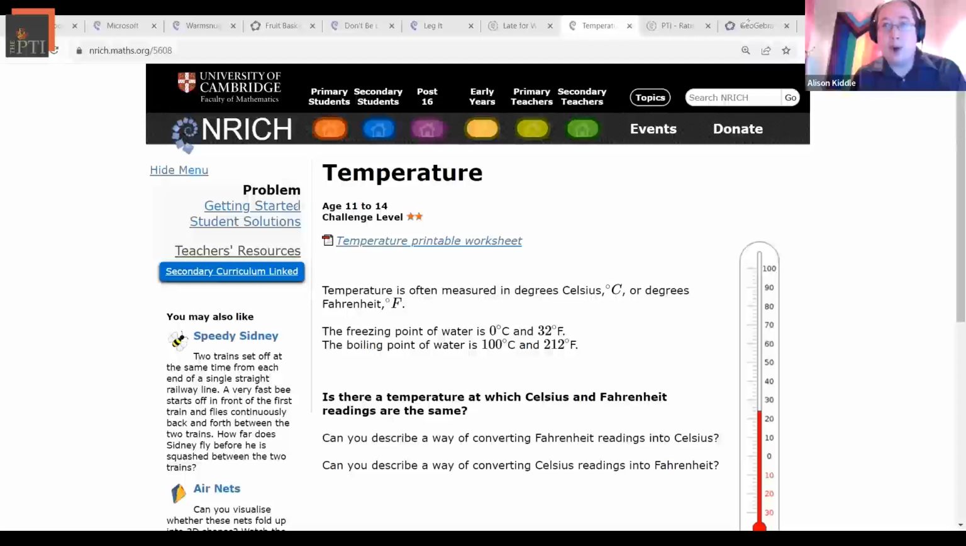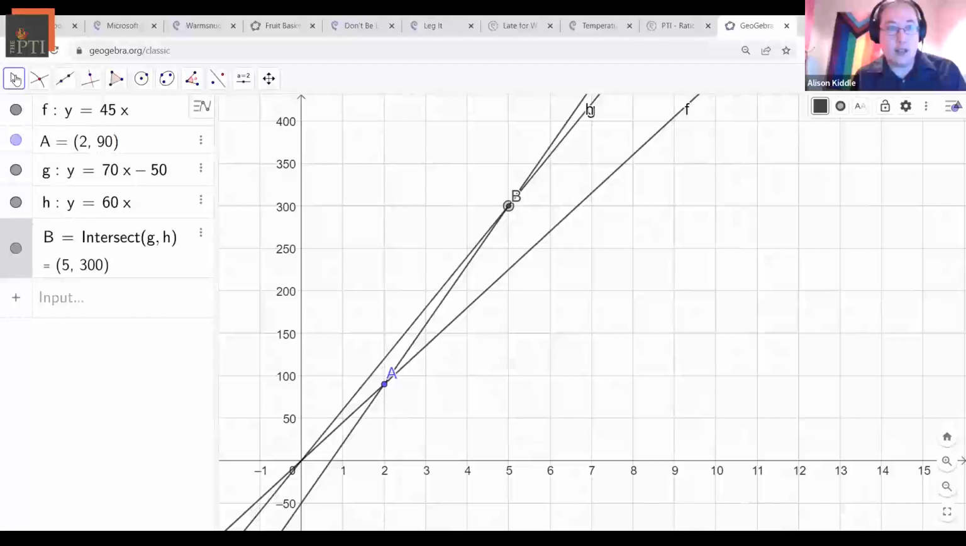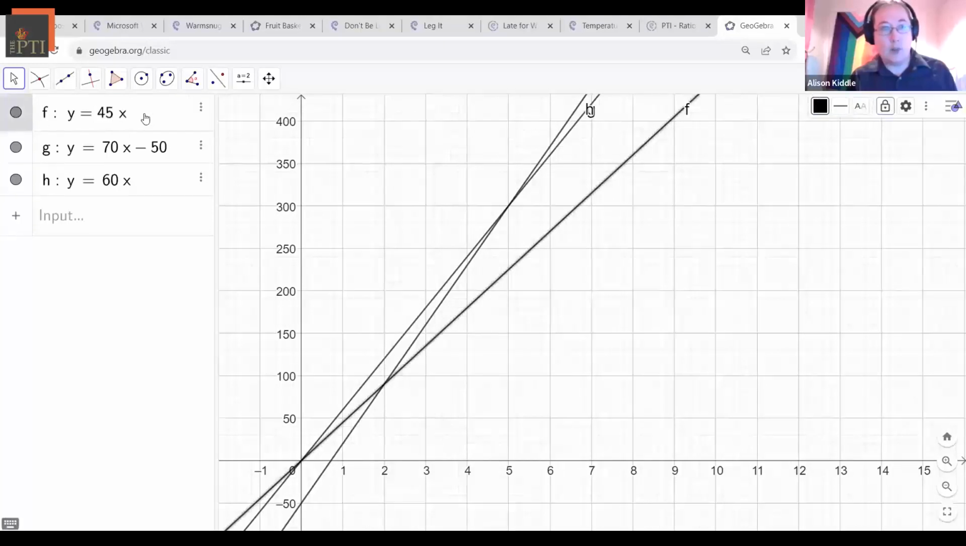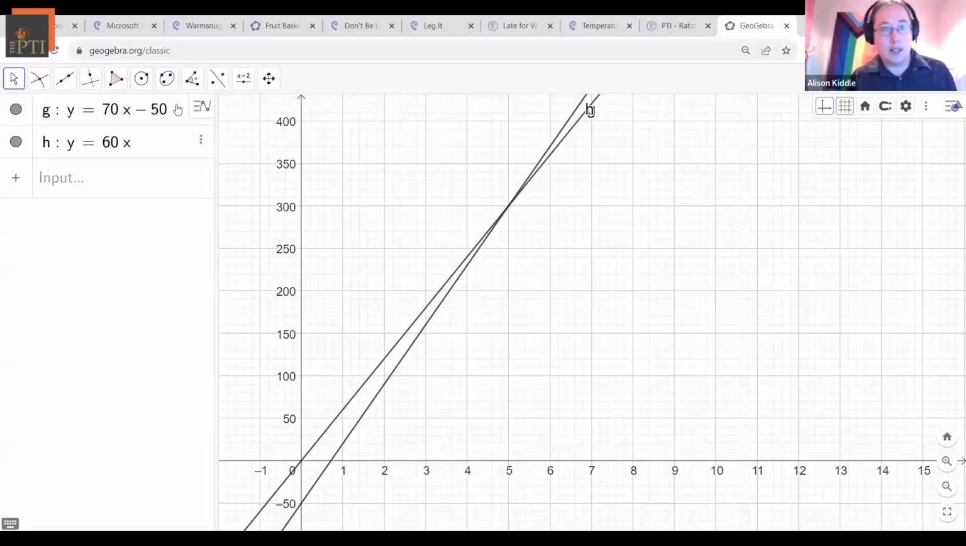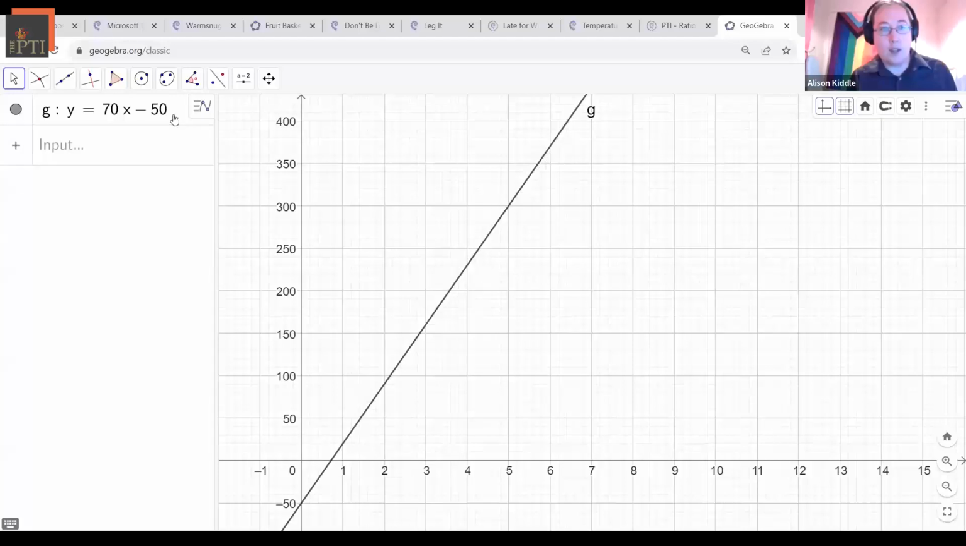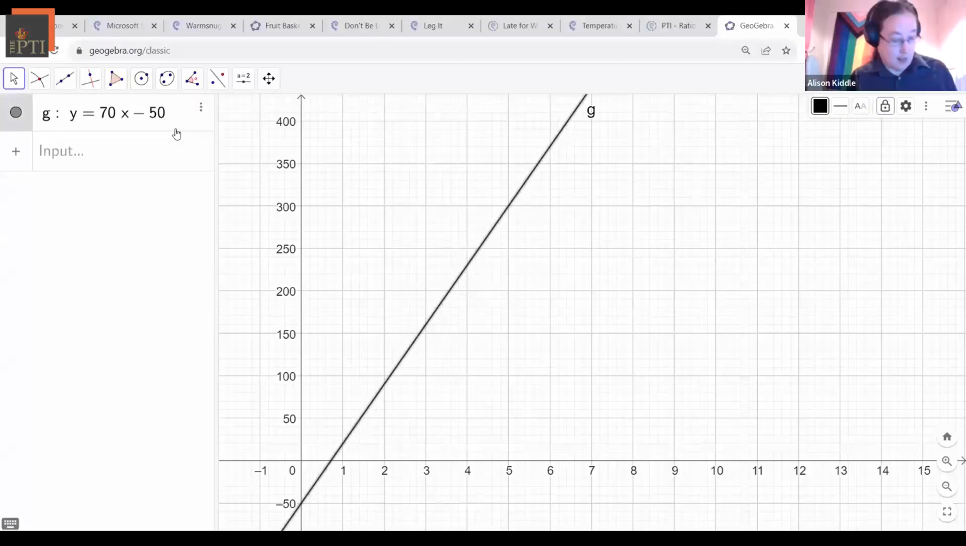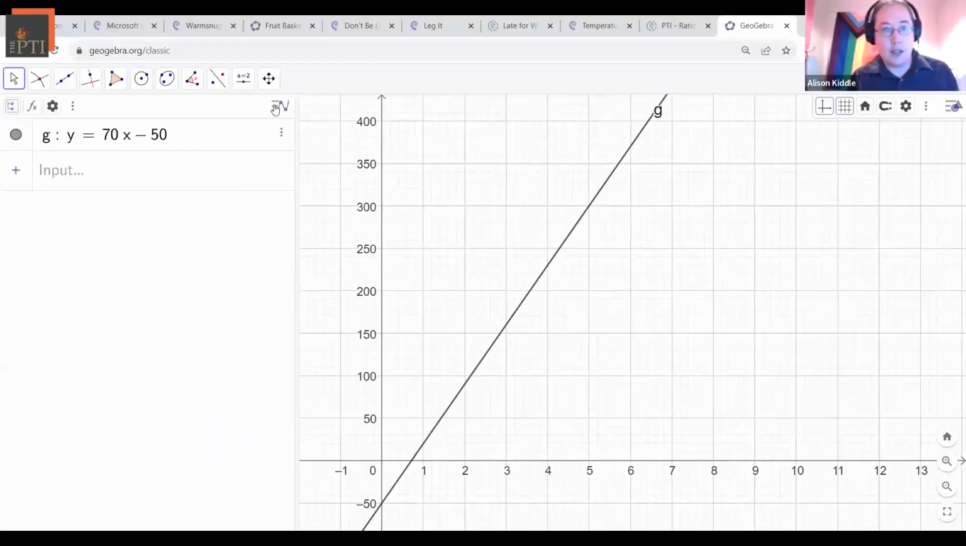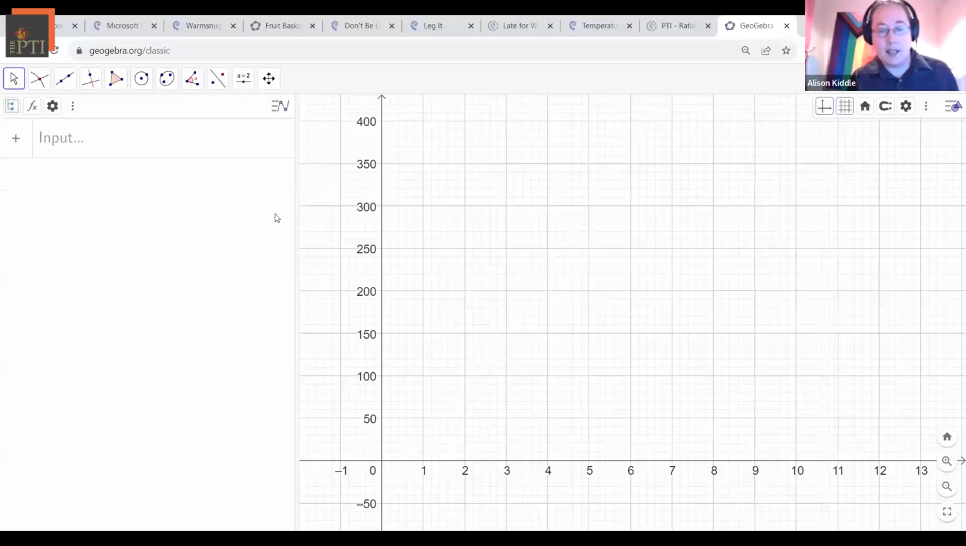And I'm going to pop open GeoGebra again, because I feel as if I've not used it enough yet today. I'm going to delete everything that we already had on here, and I'm going to show one way that we could use GeoGebra to solve this problem. Okay, so I'm going to plot the points.